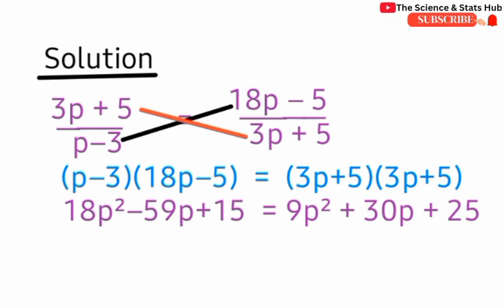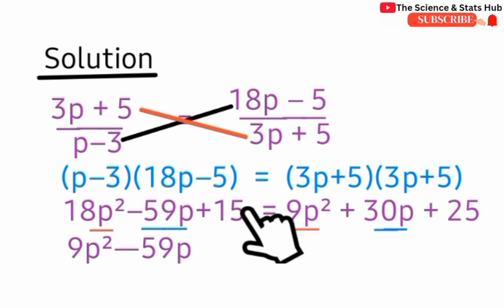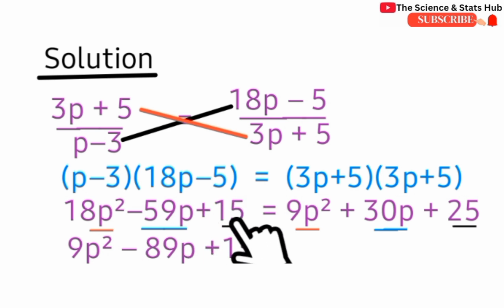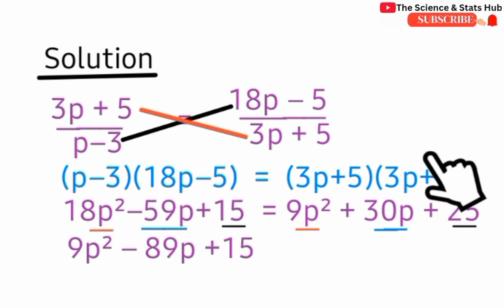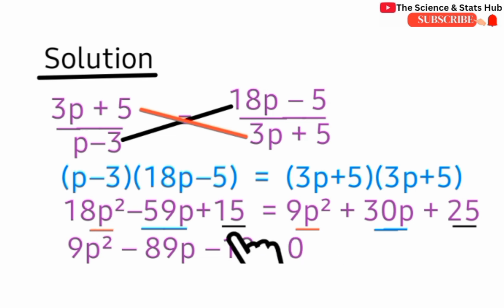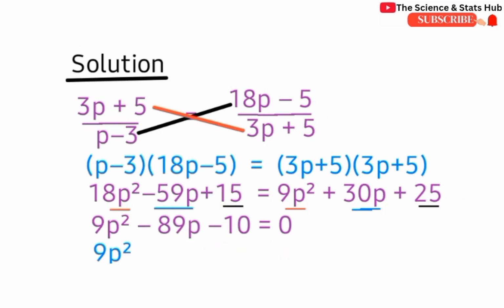Now let's collect like terms. 18p square, when positive 9p square crosses to the left hand side, becomes 18p square minus 9p square. Here we have negative 59p. When positive 30p crosses to the left hand side, it becomes negative 59p plus negative 30p, plus 15. When positive 25 crosses to the left hand side, it becomes 15 minus 25, negative 10, equals 0. 9p square, negative 59 minus 30 gives minus 89. Therefore, minus 89p will be minus 90p plus 1p. Then minus 10 equals 0.